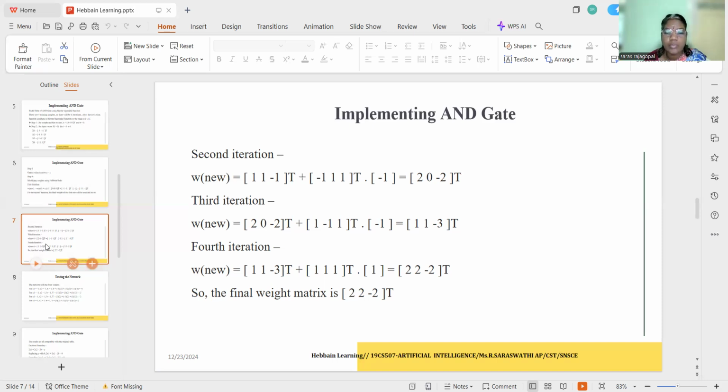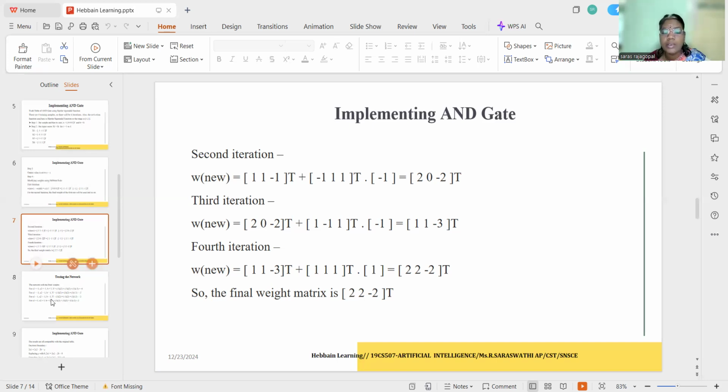Fourth iteration, the previous value will be used: 3, 1, -3 with the target value. And then the x4 value is 1, 1, 1 times t into the y value, which is 1. Therefore, 3 minus 1 is 2, 1 plus 1 is 2, and -3 plus 1 is -2. So the final weight matrix is 2, 2, -2 with the target function.